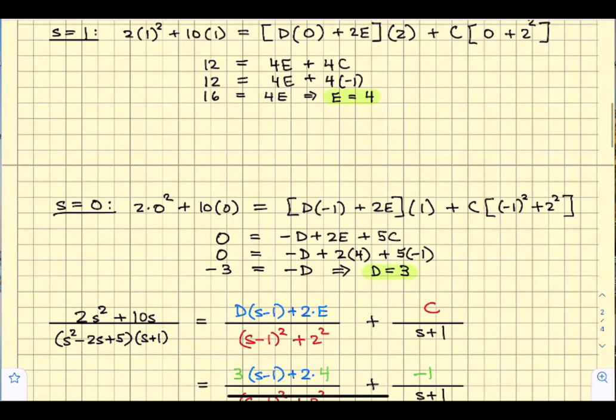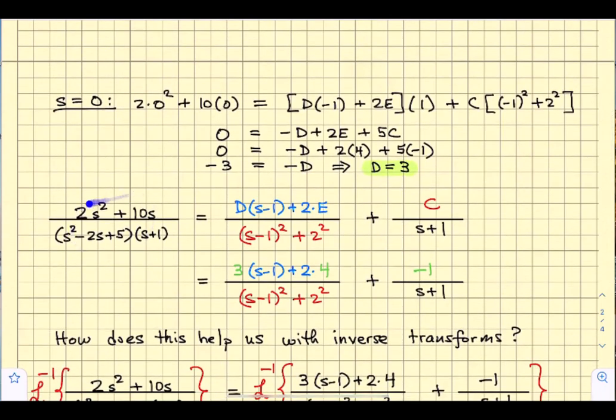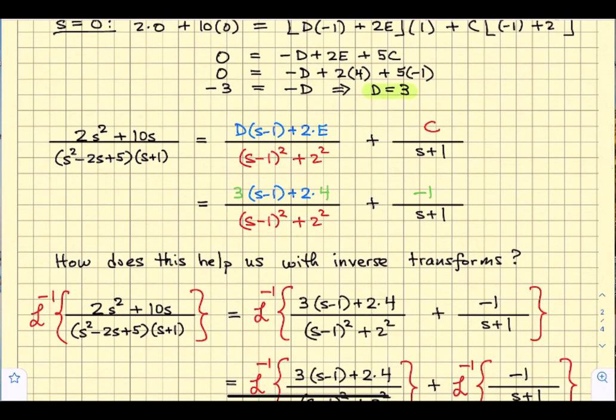So where are we going with all of this? That says the original rational function that we started with had this template as its partial fraction decomposition. And after we did the algebra, we saw that d was 3, e was 4, and c was minus 1. And I want you to leave it in this form. You're going to see why we don't want to multiply this out or do anything else. Leave it exactly in this form. It's going to be the most table friendly.